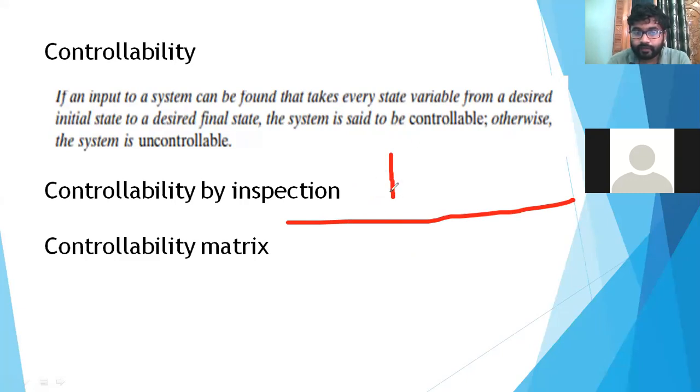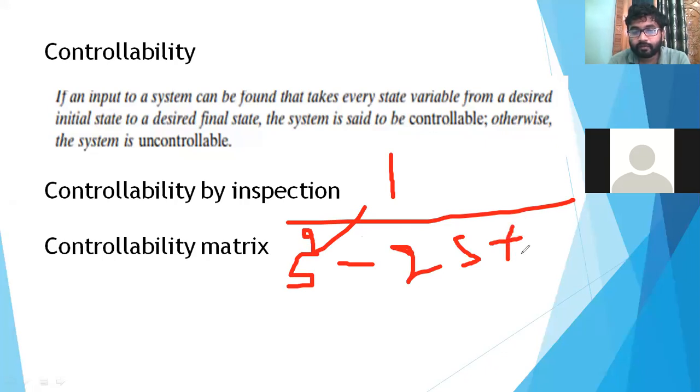Suppose, in the case of a transfer function, s square minus 2s plus something is there. Then what is your comment on stability? You can directly say that the system is unstable.